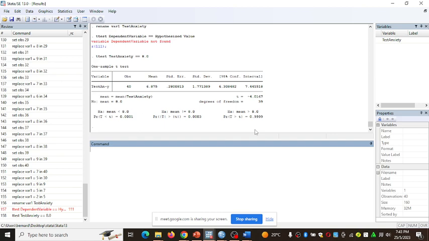Okay. Who has not understood how we interpret this output? Kindly repeat. Okay, let me repeat.